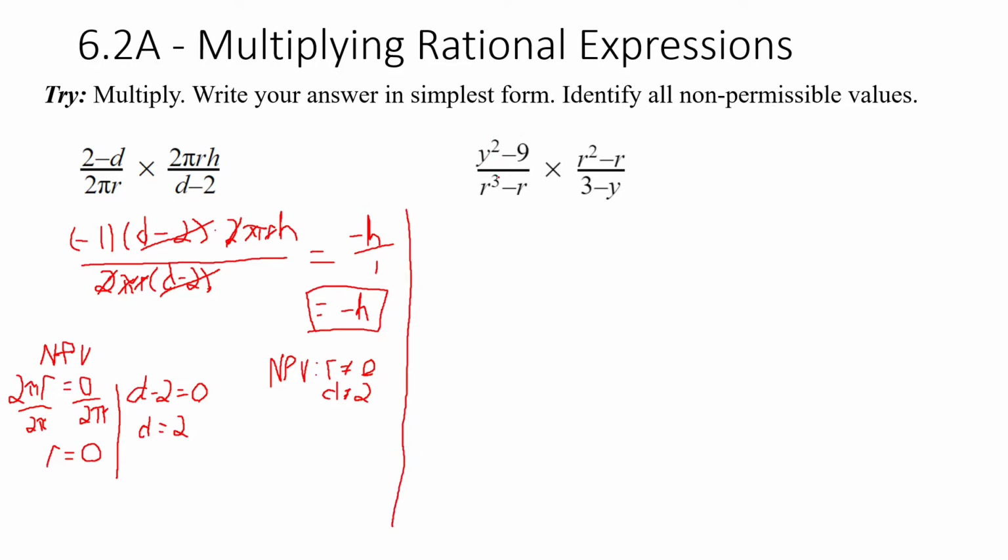Next one, so we have this perfect square minus a perfect square. This is going to be a difference of squares that you got to deal with. So square root this plus minus the square root of this. So that will turn into y plus 3 times y minus 3.